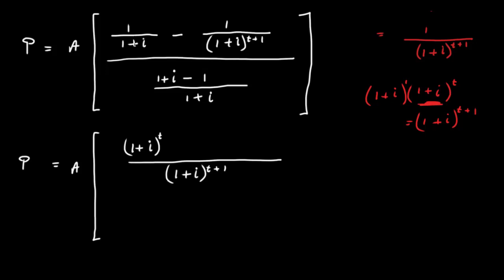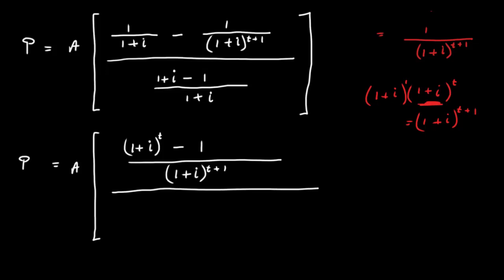So 1 plus i to the power of t times 1 is just 1 plus i to the power of t. Okay, now we've got to subtract. What do I need to do to this to give me this? Well, just multiply it by 1, so multiply the top by 1, and that will just give me 1 here. Okay, so that's the top two fractions added.